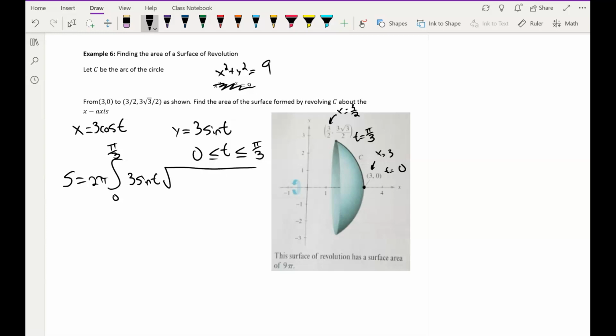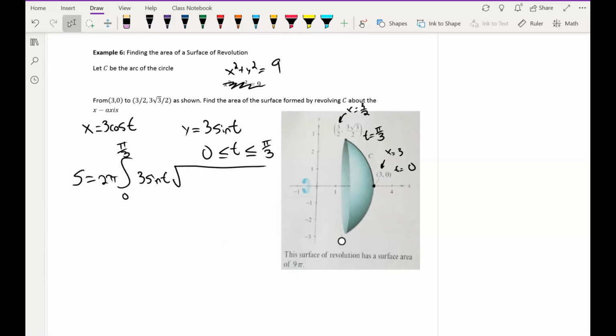Times the square root of the derivative of x with respect to t squared plus the derivative of y with respect to t squared. Well, the derivative of x with respect to t is going to be negative 3 sine t, and we're squaring that, plus the derivative of 3 sine t with respect to t, which is just going to be 3 cosine t, squared. Simplify this, it's equal to 2 pi, integral from 0 to pi over 3 of 3 sine t. And now that 3 is being multiplied out front, that is a constant multiple. We can bring that out.